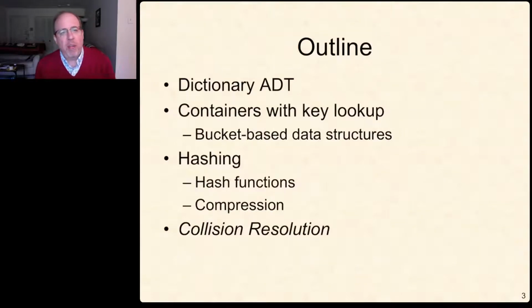Today, we're going to start by defining an abstract data type called a dictionary, and we'll talk a little bit about how to implement those. There are a variety of ways to implement them. There are containers that have key lookup, and the simplest of those are bucket-based data structures. We'll also talk about hashing and hash tables, which are a little bit more flexible. Bucket-based data structures, in the simplest form, index things directly. Hashing allows you to index things indirectly. Hash functions and compression are the two pieces of being able to do that indexing. And then there's a longer conversation on collision resolution.